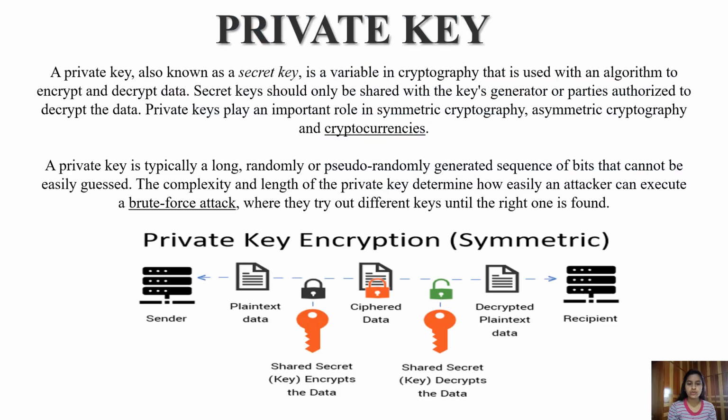A private key, also known as a secret key, is a variable in cryptography that is used with an algorithm to encrypt and decrypt data. Secret keys should only be shared with the key's generator or parties authorized to decrypt the data. Private keys play an important role in symmetric cryptography, asymmetric cryptography, and cryptocurrencies. A private key is typically a long, randomly or pseudo-randomly generated sequence of bits that cannot be easily guessed. The complexity and length of the private key determine how easily an attacker can execute a brute force attack, where they try out different keys until the right one is found.